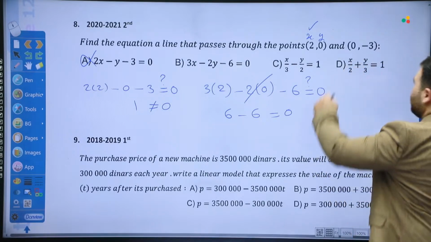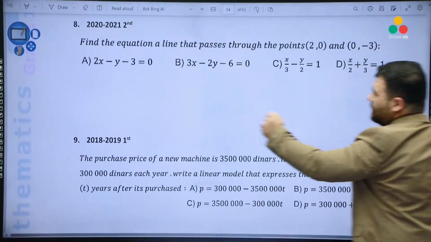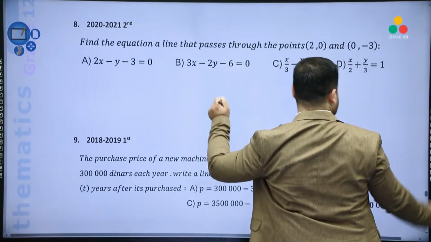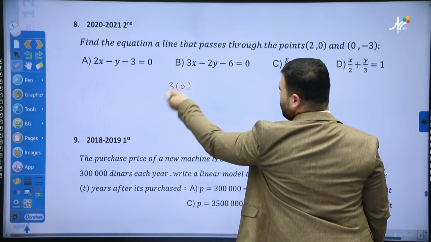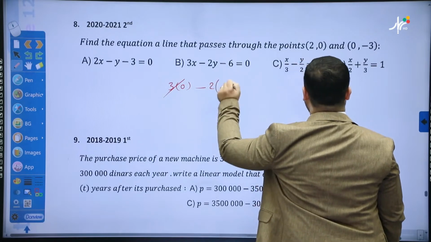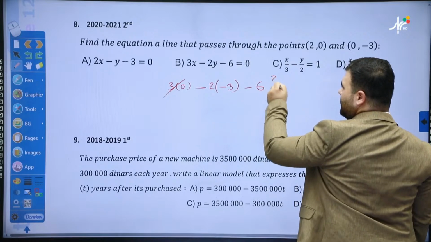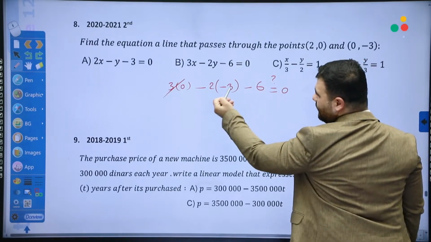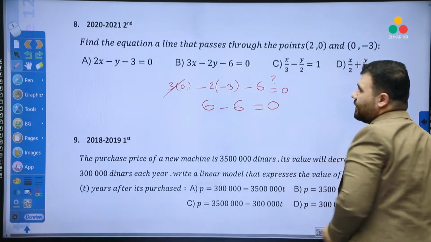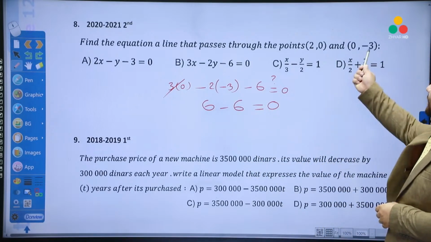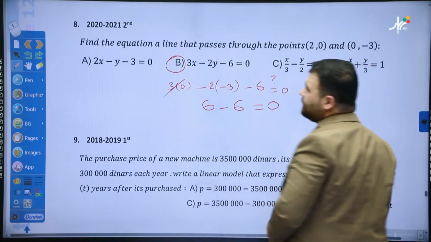In the other point, we need to replace x with 0 and y with negative 3. 3 times 0 is just 0, minus 2 times y, which is negative 3, minus 6. It should be 0. Negative 2 times negative 3 is positive 6, minus 6, the result is 0. So choice B satisfied the second point as well. This makes B the correct answer.